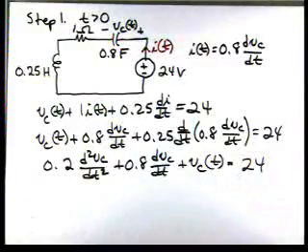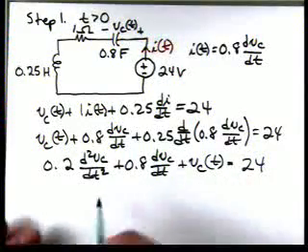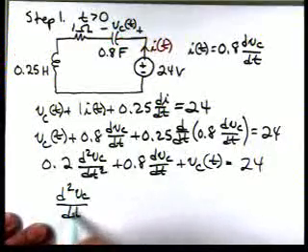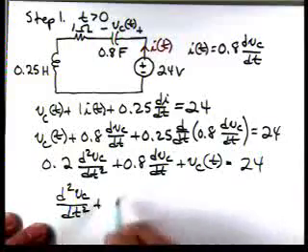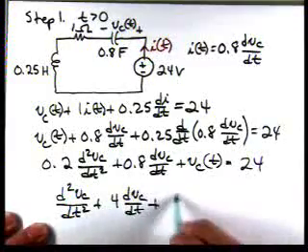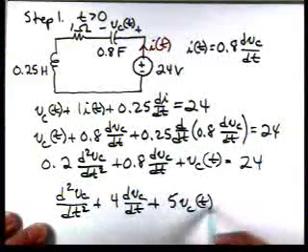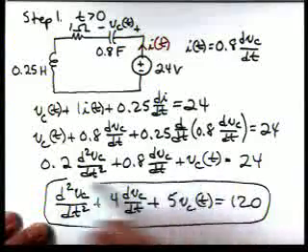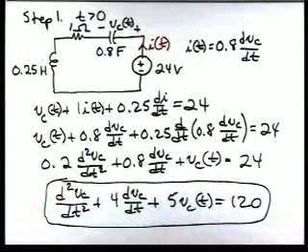Now let's divide through by the 0.2, or multiply through by 5. So now we get the second derivative of the capacitor voltage with respect to time plus 4 dVc/dt plus 5 Vc of t is equal to 120. So here's our differential equation for our circuit.